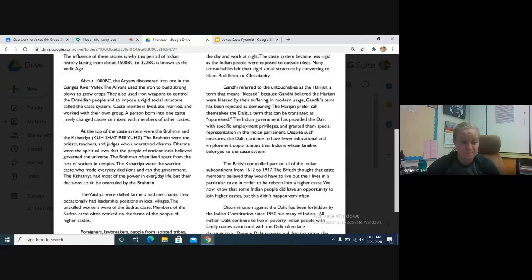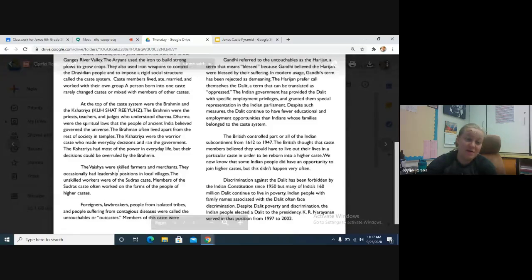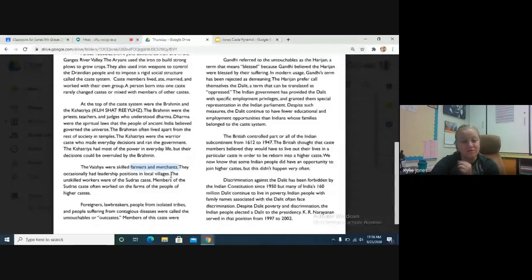Okay. Our next level is the Vaishya, who were skilled farmers and merchants. So people that basically created goods and sold goods. They farmed and made all the crops, probably livestock as well, so cows and pigs and things like that. And then the people that sold them. So they're basically everyday people, kind of like we are. They occasionally had leadership positions in local villages.